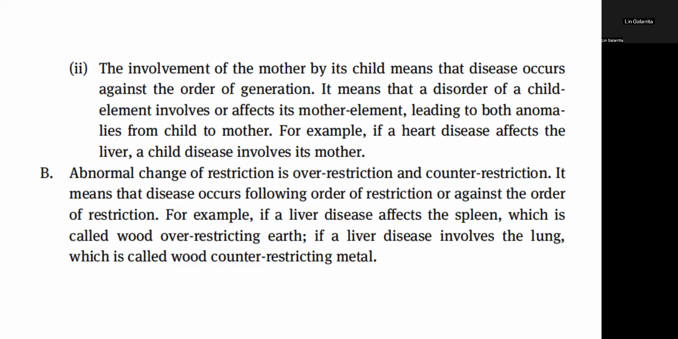Abnormal change of restriction is over-restriction and counter-restriction. It means that disease occurs following the order of restriction or against the order of restriction. For example, if a liver disease affects the spleen, it is called wood over-restricting earth. If a liver disease involves the lung, it is called wood counter-restricting metal.